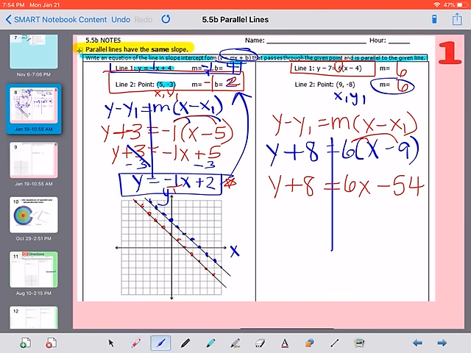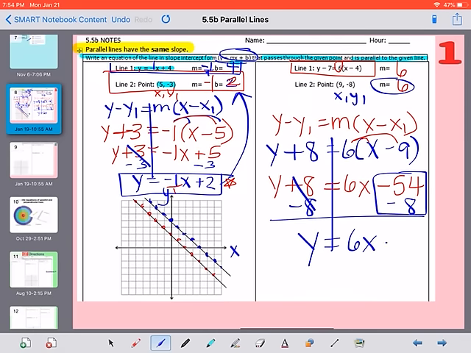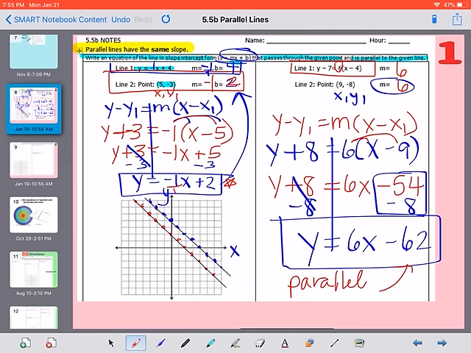And to get y by itself, we're going to subtract 8. So we end up with y equals 6x, and these are all negative, same sign, add and keep. So it should be negative 62. And this is why we did not give you a graph, because this would be super silly to begin at a negative 62. So we found this line, which is parallel to the original line. It goes through this point and has a slope of 6. So this is the equation I was looking for.